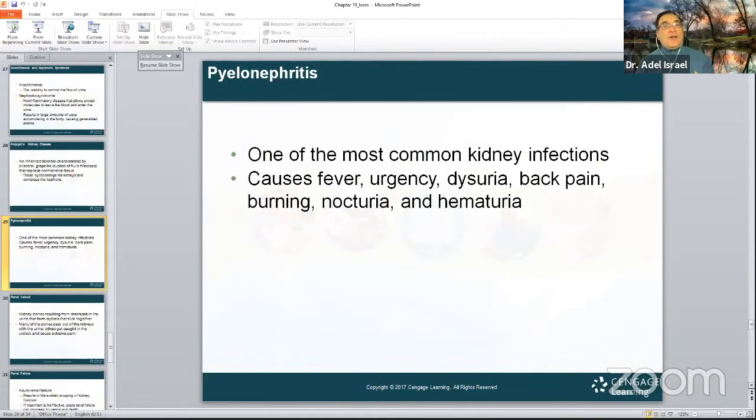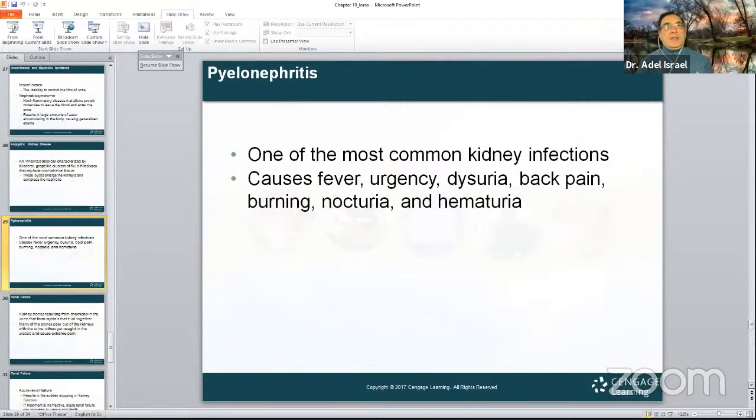Pyelonephritis. We know from the medical term that pyelo means the pelvis of the kidney. What is the pelvis? It is the collection of the tubules that make the calyces, and between the calyces we get the collecting tubules, which join together to make the funnel-shaped pelvis portion of the ureter. Pyelonephritis is one of the most common kidney infections. Again, itis means inflammation or infection. It causes fever, urgency, dysuria, back pain, burning, nocturia, and hematuria. I need to review all of these medical terms together.